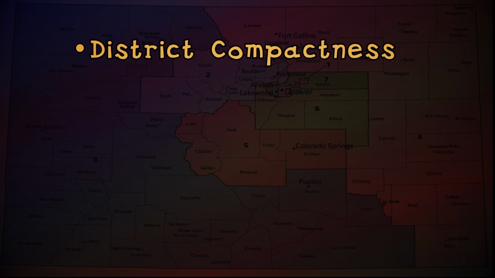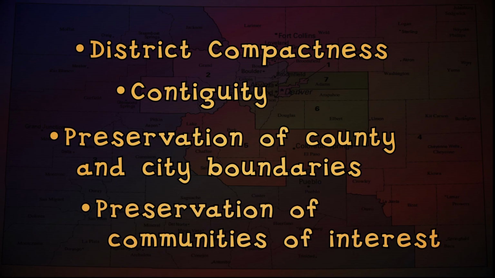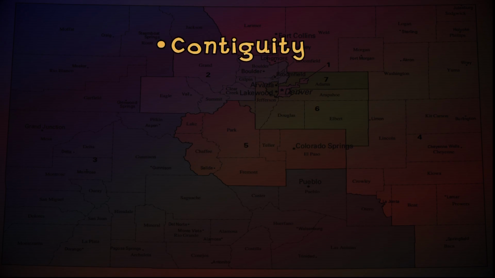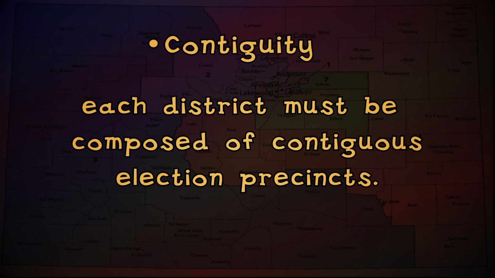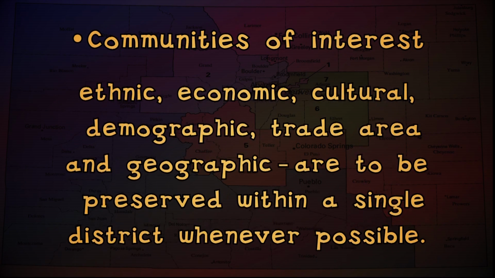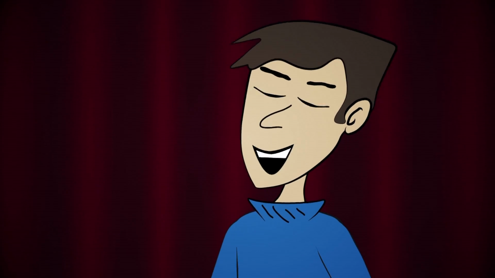Those issues are district compactness, contiguity, preservation of county and city boundaries, and the preservation of communities of interest. District compactness is defined to mean the sum of the perimeters of all the districts must be as short as possible. District contiguity means that each district must be composed of contiguous election precincts. Preservation of boundaries means that counties and cities cannot be split unless necessary to achieve equal population. And finally, communities of interest, ethnic, economic, cultural, demographic, trade area, and geographic are to be preserved within a single district whenever possible.